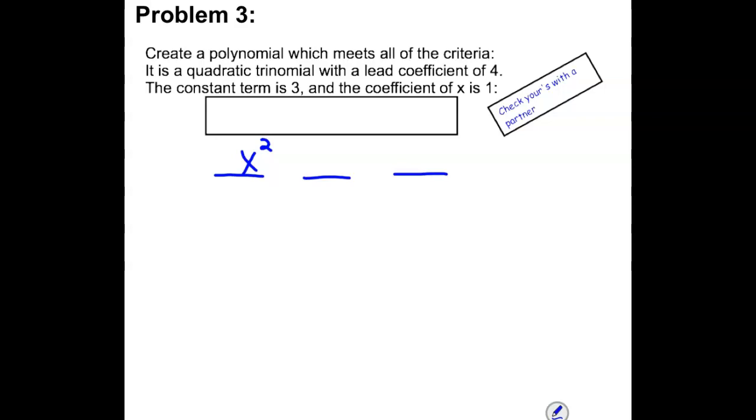Okay? Then it says it has a lead coefficient of 4. We talked about that being the very first number in your polynomial, right? When it's in standard form. So we know that this has to have a 4. Then it says the constant term is 3. The constant is always going to be at the end, right? Because it doesn't have an x on it. So it's your lowest powered piece. The constant is going to be a 3. And then it says the coefficient of your x piece is 1. Well, there's only one spot for that x to go, right? So we're going to have a 1x as our middle term. Okay? Questions about that?